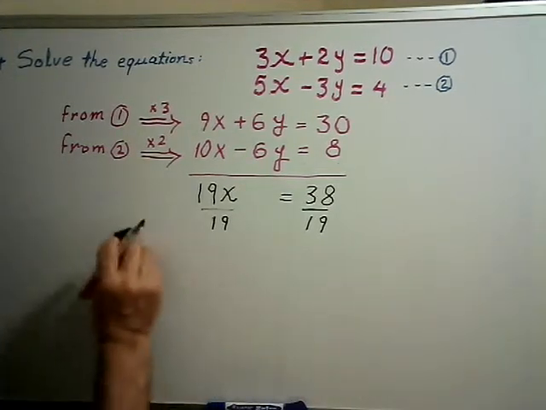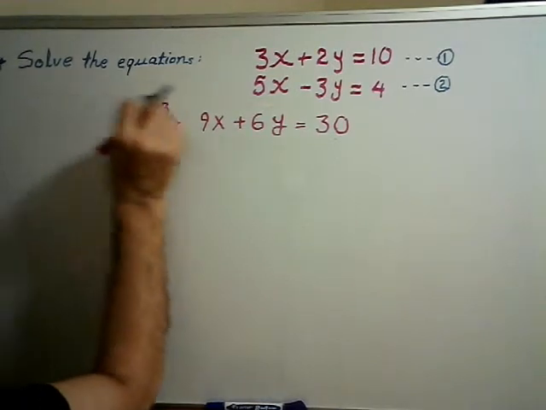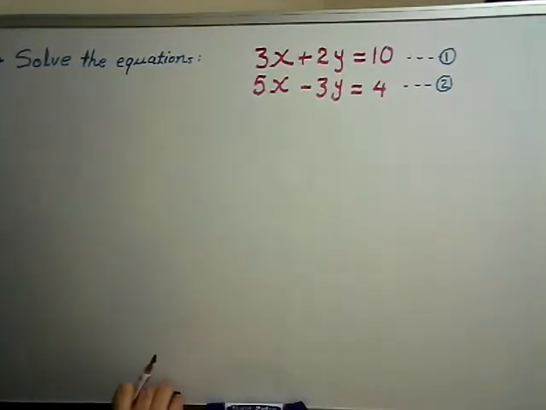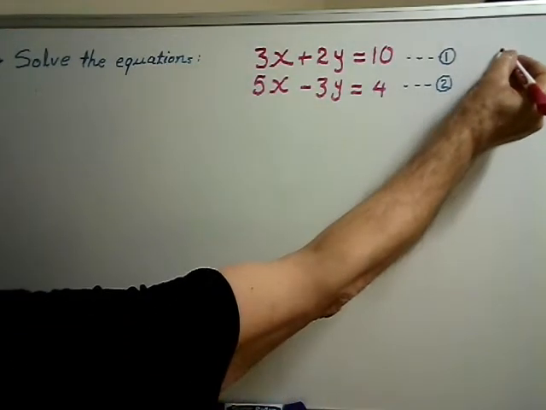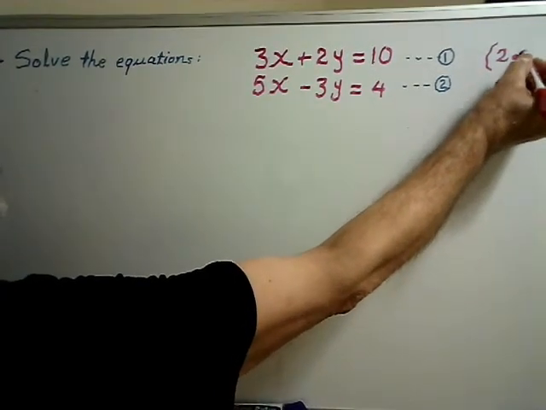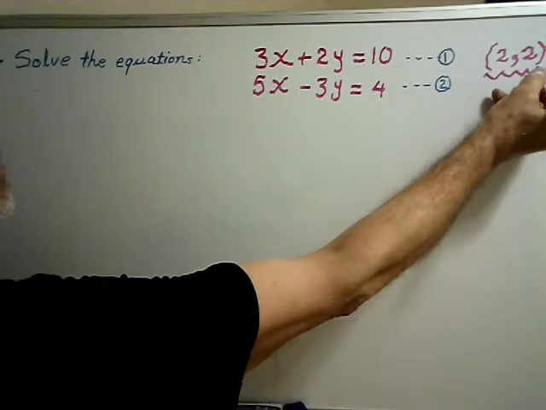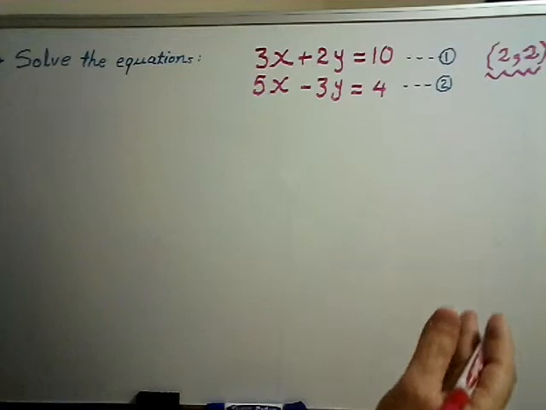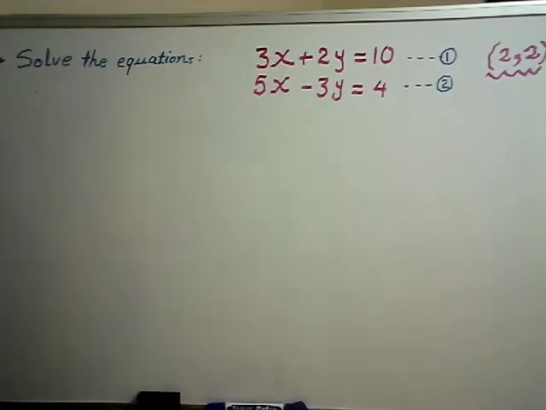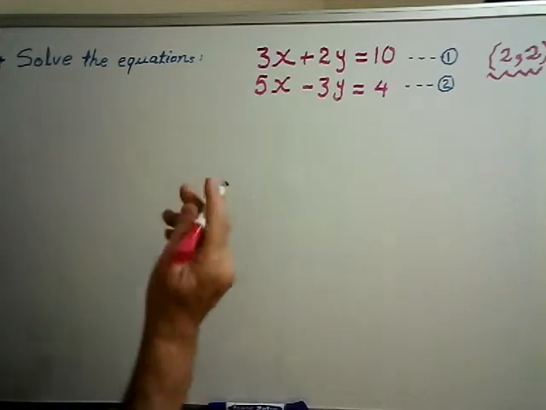This is one way of solving the two linear equations. The answer is 2 for x and 2 for y. Now let us look for another way of solving these equations. We can do eliminating y or x by just following these steps.